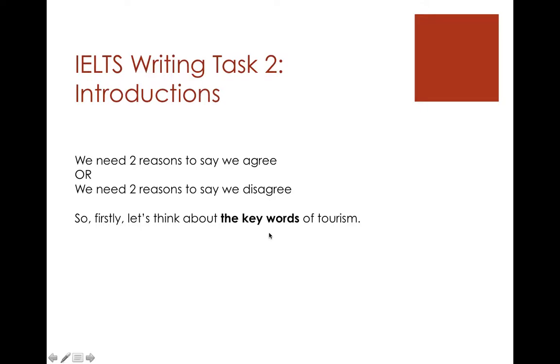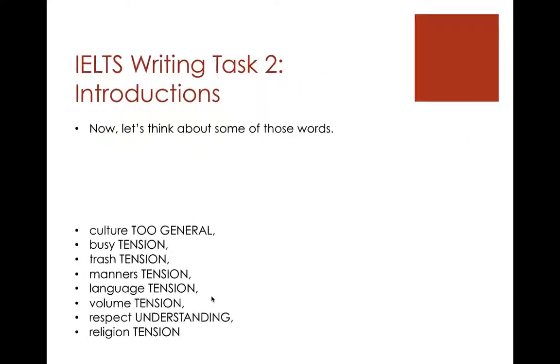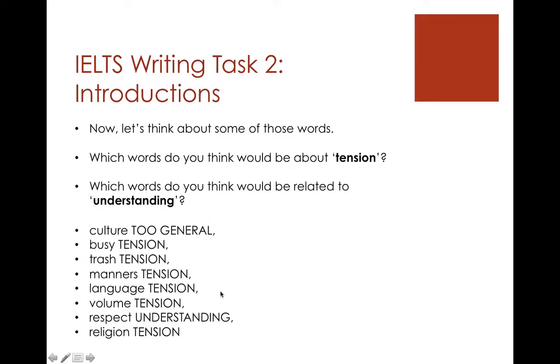So let's think about the key words of tourism: culture, busy, trash, manners, language, volume or noise, respect, and religion. So it's easy to think of lots of things about tourism. You just have to think of tourists in your city. And which words are about tension? Well, we have lots: busy, trash, manners, language, volume, all about tension. Which one's about understanding? Maybe just 1. So it looks like tension, or agree it creates tension, will be easier to write.